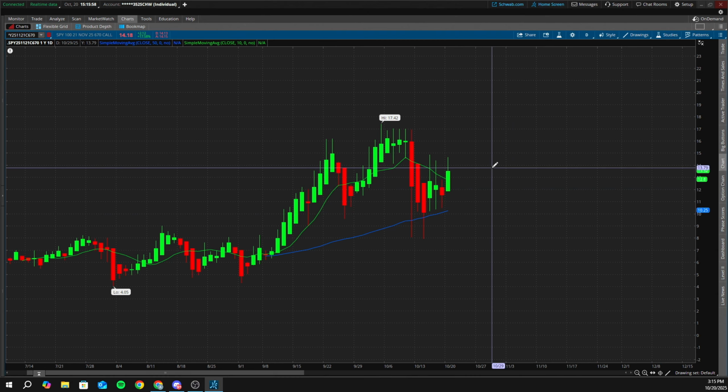The weeklies are bullish, so my overall bias is to the upside, but obviously I'm going to play what I see and go from there. So yeah, that's all we did today for SPY.